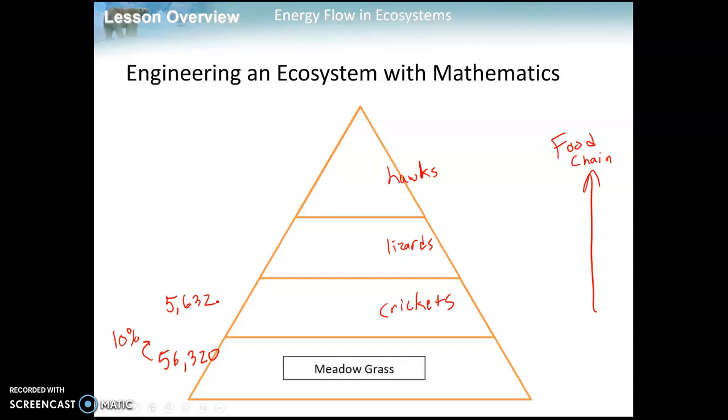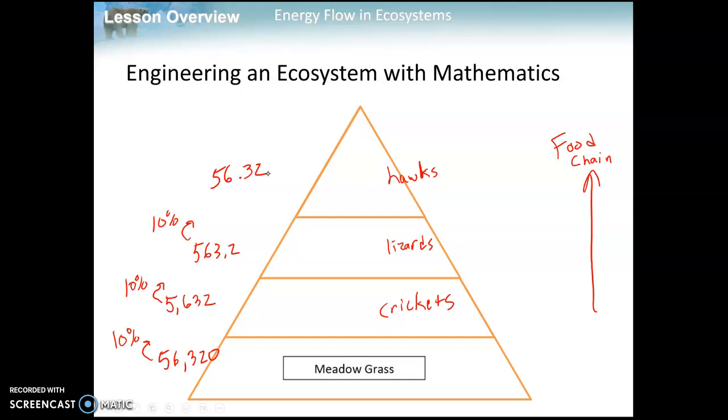Now that's energy, that's not total crickets. But again, we're going to do 10%, and we'll have 563.2, and 10% again, so that our hawks will only have 56.32 energy units available. So that kind of tells you right there, we're going to have smaller amounts as we go up our food supply.